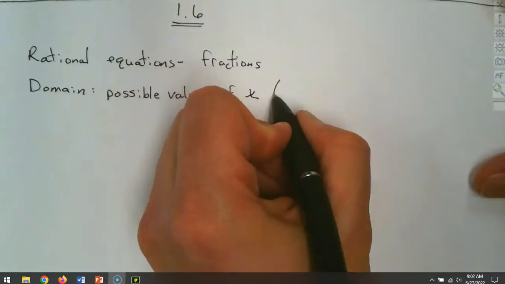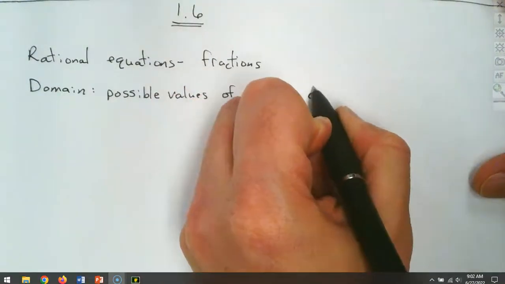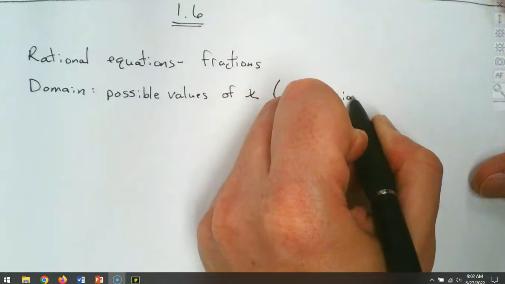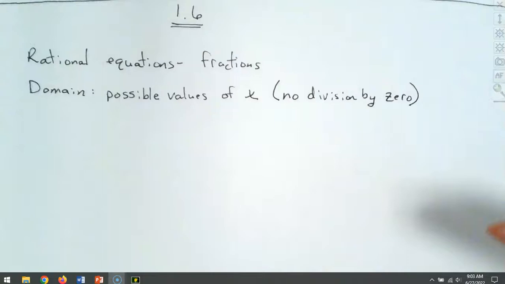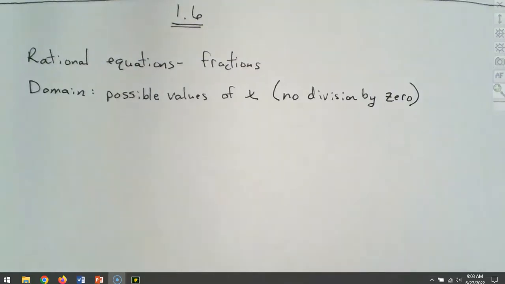And what we do not want is division by 0. So we never want division by 0. That's something that we just cannot have. So we're going to look at some of these. We're not going to be solving these. We're just going to be determining which numbers will not work in this as possible answers. And then we're going to be writing up our domain.